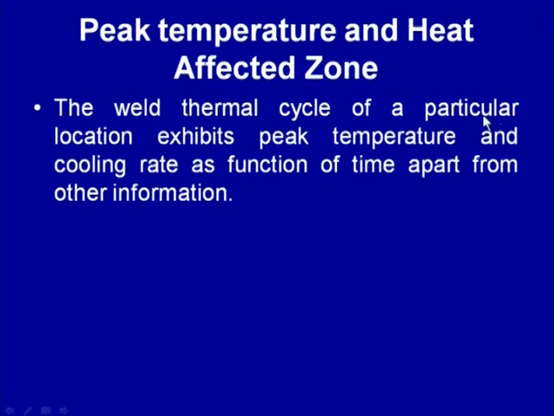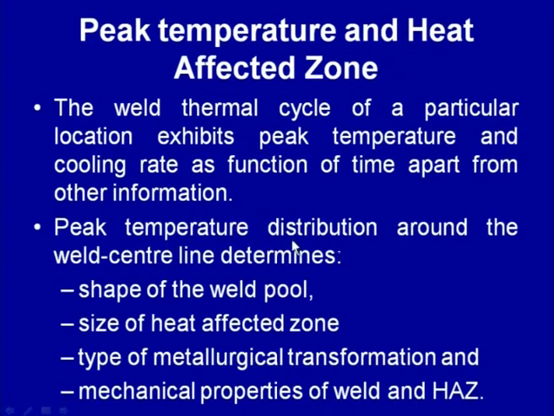We know that the weld thermal cycle of a particular location exhibits the peak temperature and the cooling rate, which vary as a function of time, apart from other information like the soaking time. And the peak temperature distribution around the weld center line determines the shape of the weld, the size of the heat affected zone, the type of the metallurgical transformation, and the mechanical properties in the weld region and the heat affected zone. To understand this, we will be going through the weld thermal cycle first, and the way by which the peak temperature variation can affect the mechanical properties of the weld region.